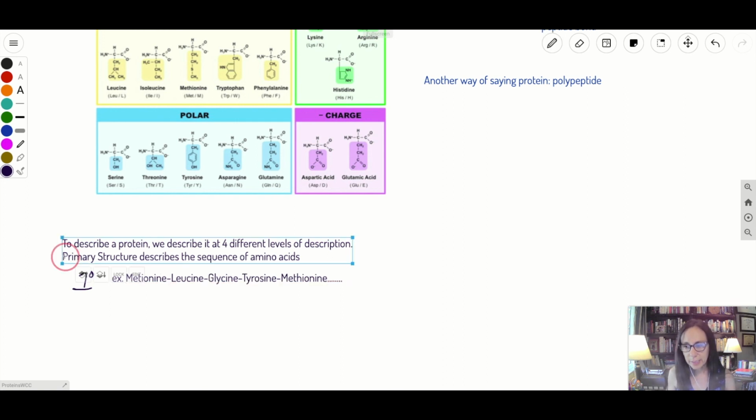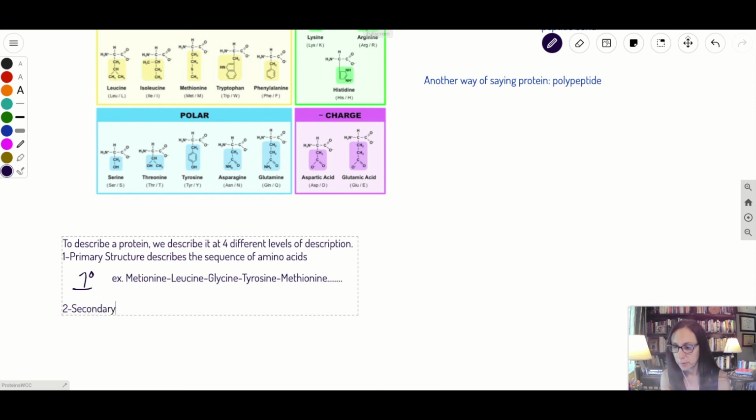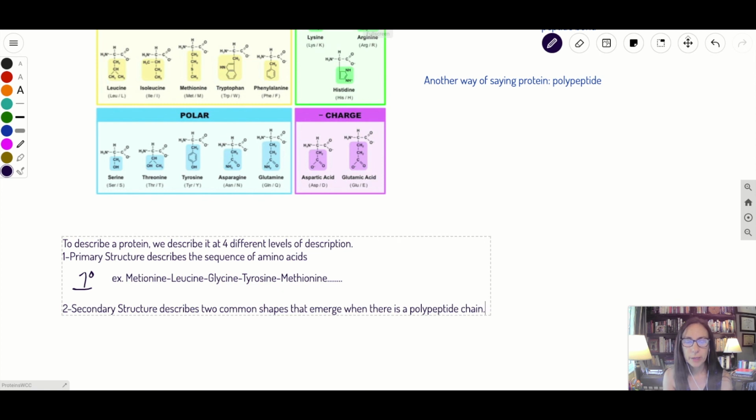The second thing is called the secondary structure. So let me number these. That might be easier. So that's the primary structure, and then the second level is called the secondary structure. The secondary structure describes 2 common shapes that emerge when there is a polypeptide chain. Okay, so let me explain.